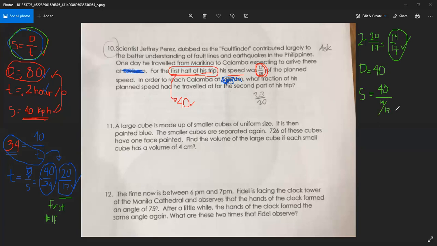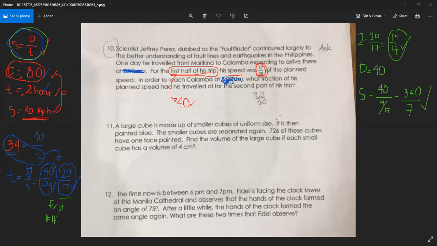Solving for this, and I know you know how to do this one, I'm just going to use my calculator to divide that to save some time. So that would be 40 divided by 14 over 17. And this will give us 340 over 7. So this must be his speed on the second half.